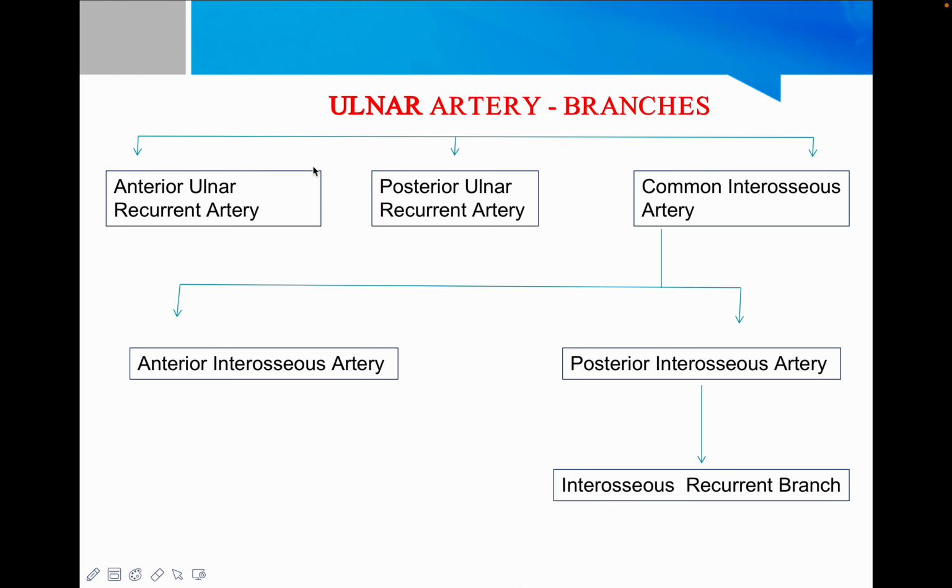So all these branches, that is the anterior ulnar recurrent, posterior ulnar recurrent, and common interosseous, which divides into the anterior interosseous and posterior interosseous, and the posterior interosseous gives the interosseous recurrent branch. All these are branches of the ulnar artery at the level of the cubital fossa.